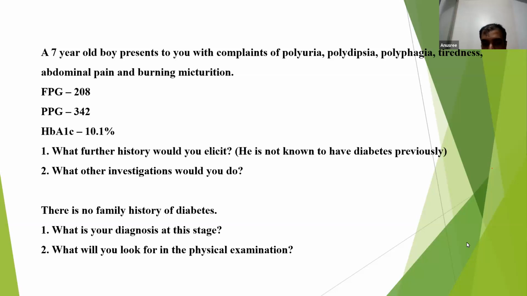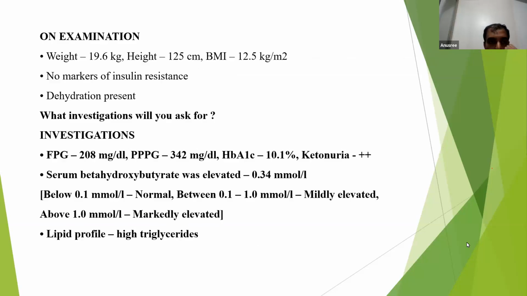After going through the history of diabetes and its complications, we will finally go through the investigations. On examination, his height and weight are this, and his BMI is 12.5. So his BMI is low, there are no markers of insulin resistance, and he has dehydration. All these suggest that he has type 1 diabetes. So we will next go for ketone bodies in the urine and beta hydroxybutyrate values in blood, which are elevated.